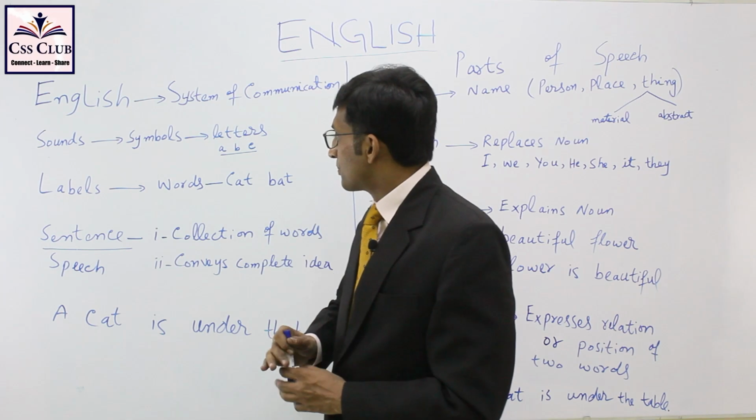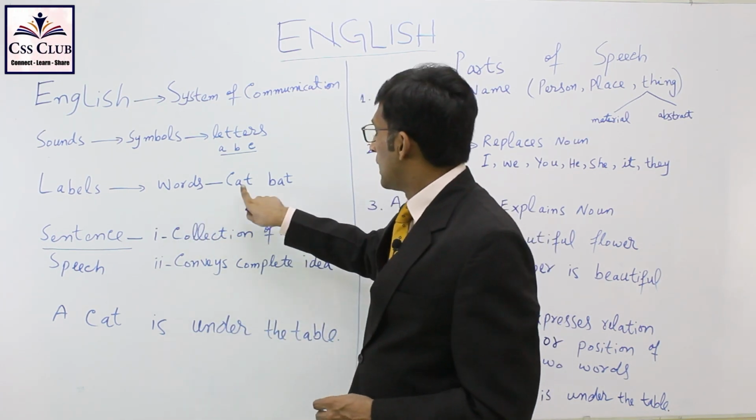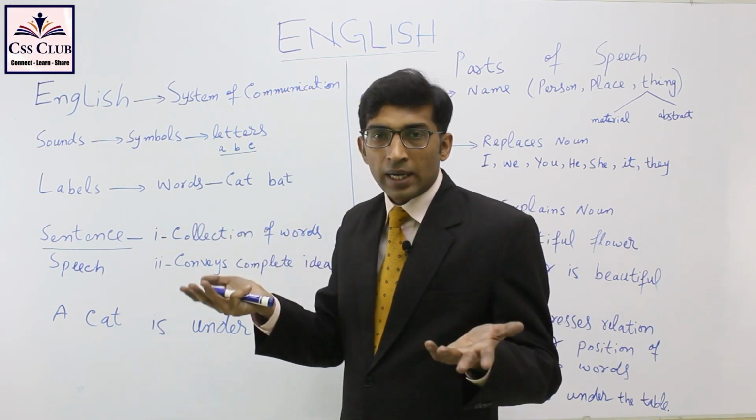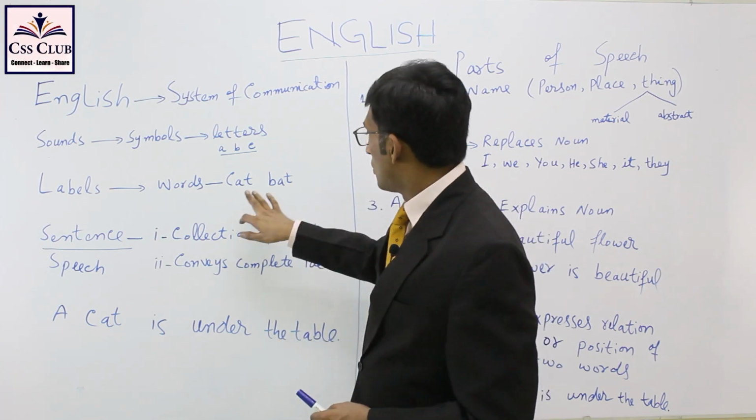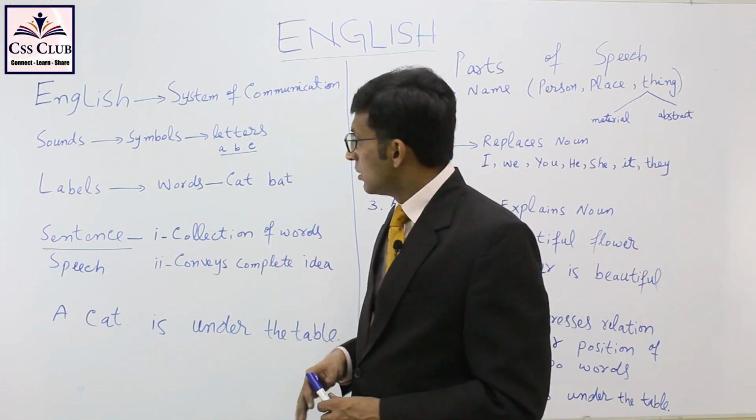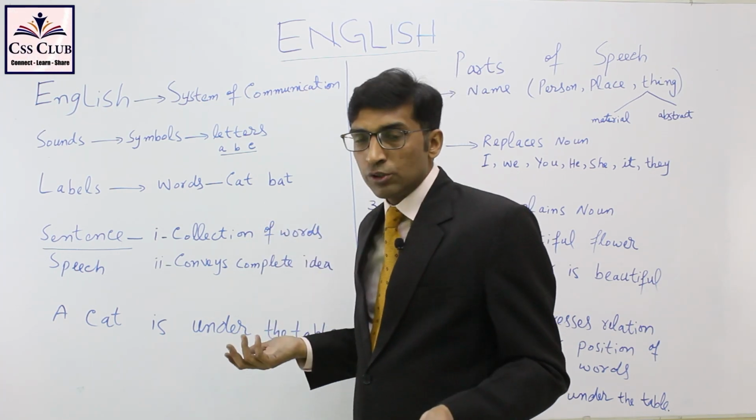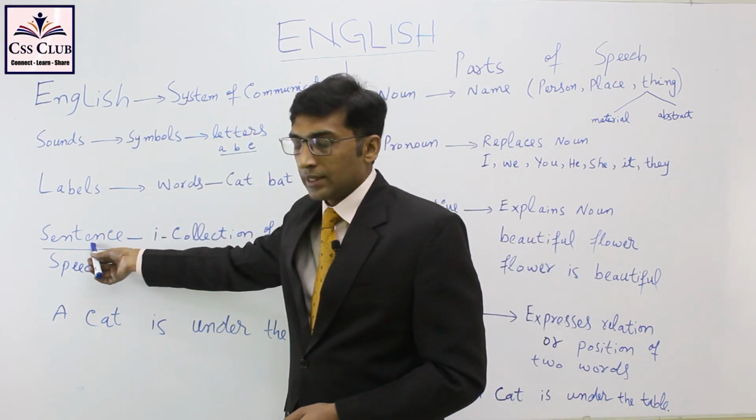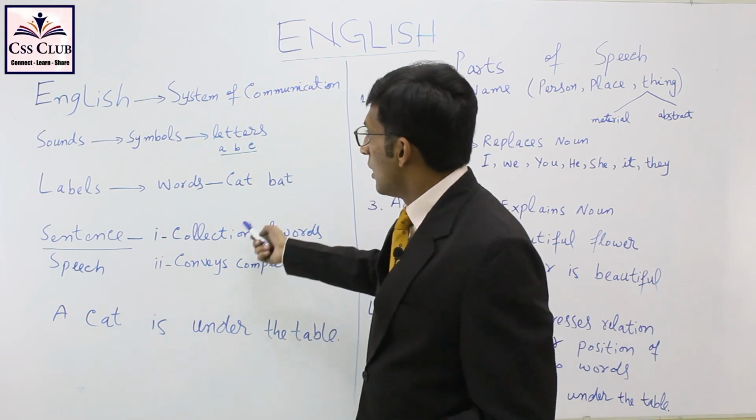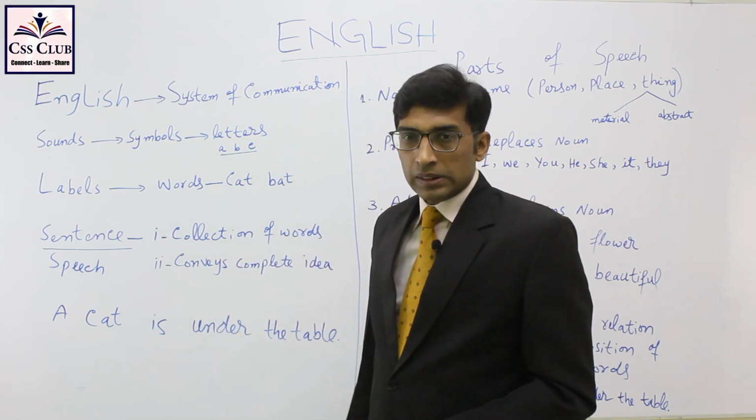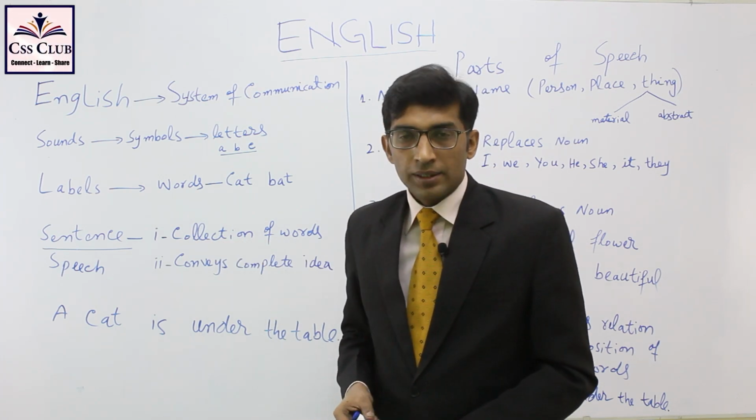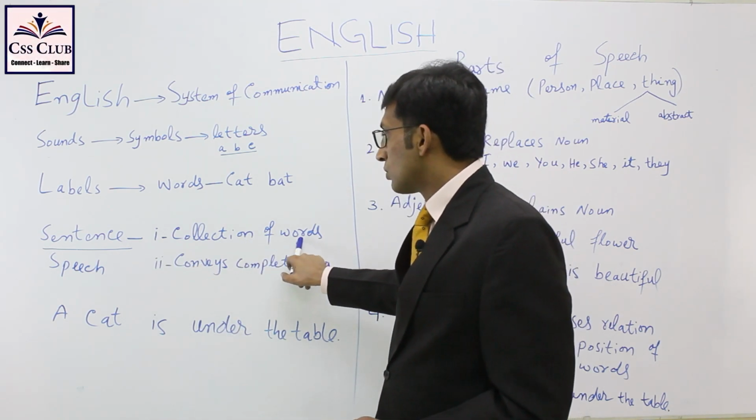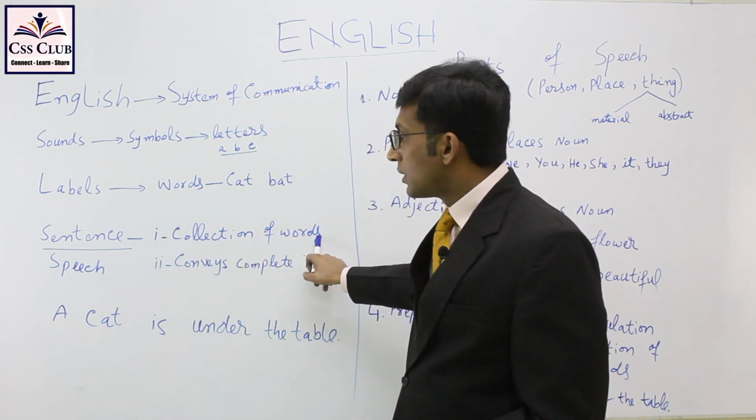Labels are basically words. Like cat: whenever someone says cat, an idea of a cat pops up into my mind. Whenever someone says bat, the idea of a bat pops up into my mind. Then next comes the sentence. So what is a sentence? There are two things: how it is structured and how it is formed. A sentence is formed with a collection of words. So a sentence is basically a collection of words.